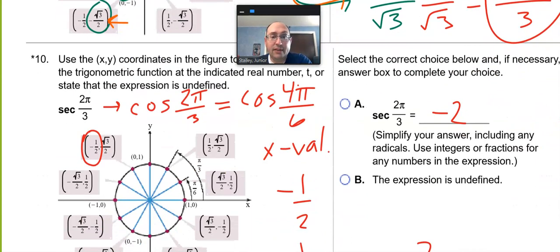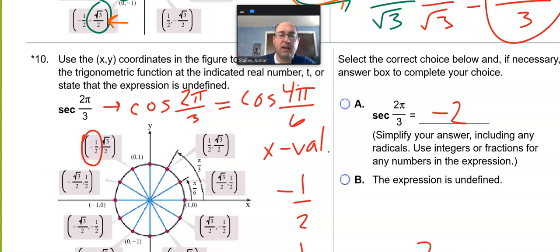So, secant. Haven't done a lot with secant, but secant is a reciprocal of cosine, right? Remember, it starts with the opposite letter. So, find the secant of 2 pi over 3. If you are not comfortable with jumping around in pi over 3 increments, then change it to pi over 6, right? 2 pi over 3 is the same thing as 4 pi over 6. You just multiply the top and bottom by 2.